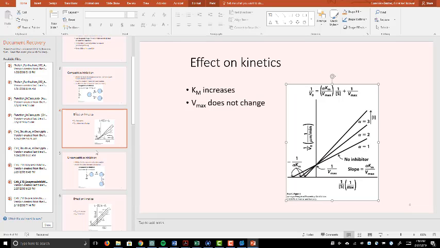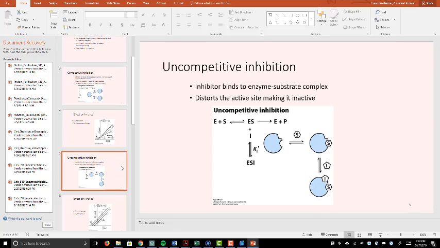So next, you ready, Noah, for uncompetitive? Okay. All right, so uncompetitive. Competitive inhibitors compete with the substrate to bind to the enzyme alone. An uncompetitive inhibitor is only going to bind to the enzyme after the substrate binds. So it's going to preferentially bind the enzyme substrate complex.